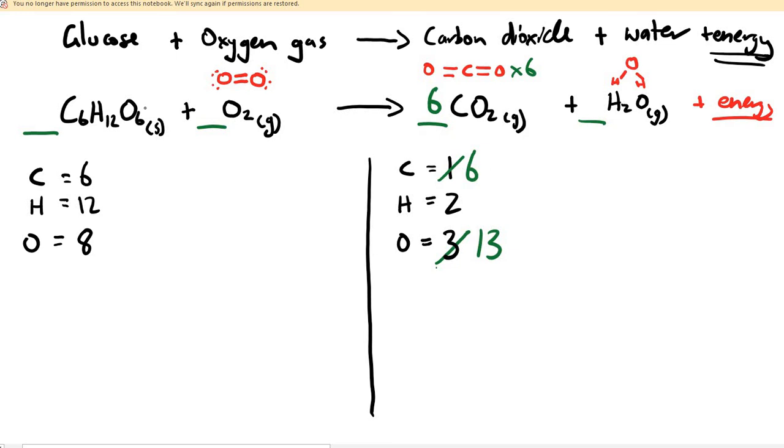Next, let's look at our hydrogens, because our hydrogens, again, they're in one molecule here and in one molecule here. Let's balance it before we try and balance oxygens, because oxygen's everywhere, you might screw it up. So we've got 12 hydrogens on this side and we've got 2 on this side. So we're going to need to put a big 6 in front of this, because 2 times 6 is 12, so that ends up being 12 hydrogens.